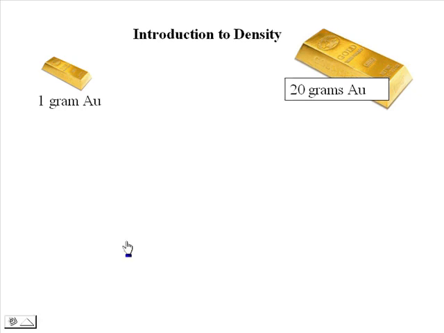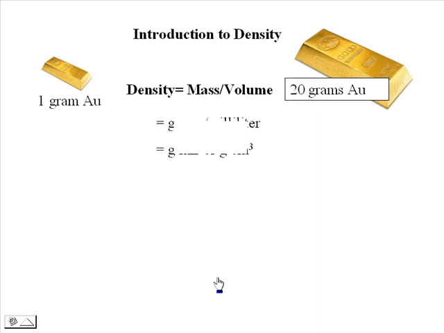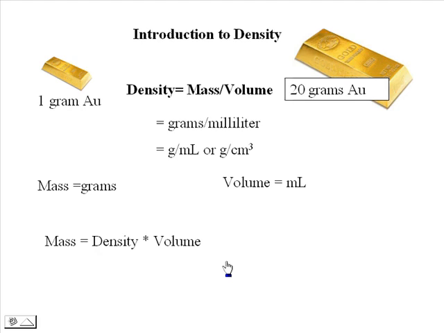Introduction to density. Density is equal to mass divided by volume. These have very specific units, grams per milliliter, which is g per ml, or grams per centimeter cubed. Mass then needs to always be in grams, and your volume needs to be in milliliters.